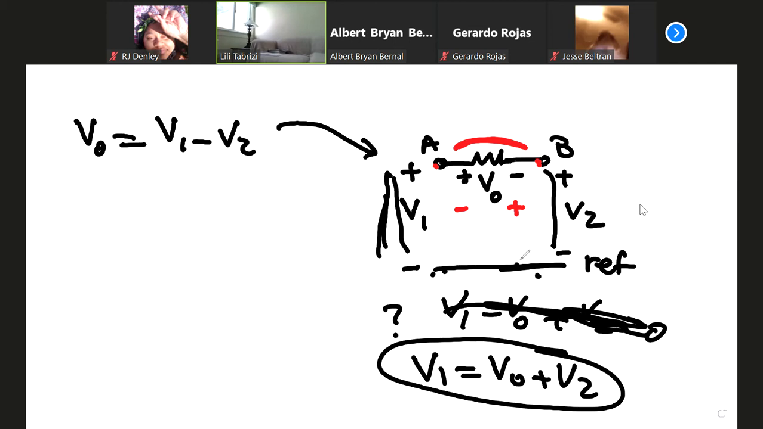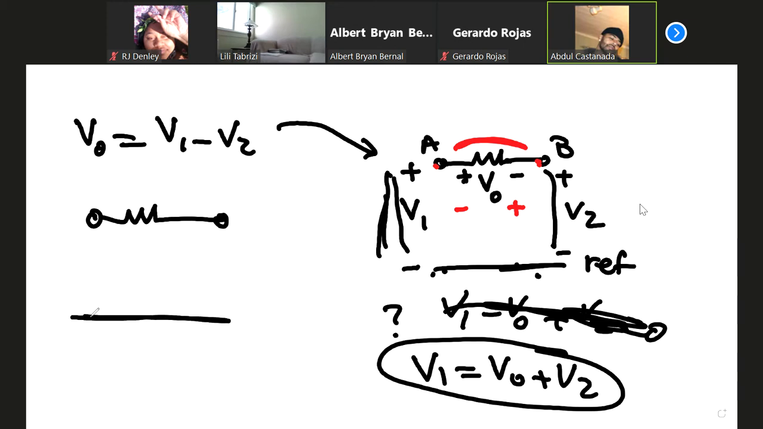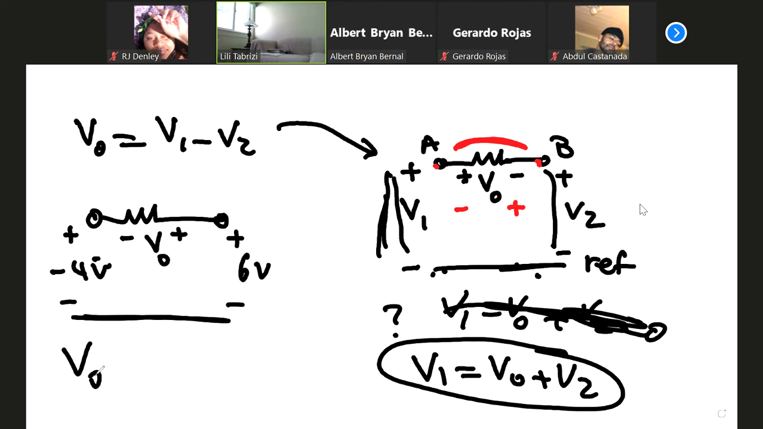So, instead of repeating, let me give you a numerical example. If this is a reference, and I have plus or minus 4 volts, and plus or minus 6 volts, and then I have plus here, minus here, call it V0, without writing KVL. That's the whole purpose of the shortcut. Based on this observation, what is V0? One shot, one formula, one quick writing. What is V0?